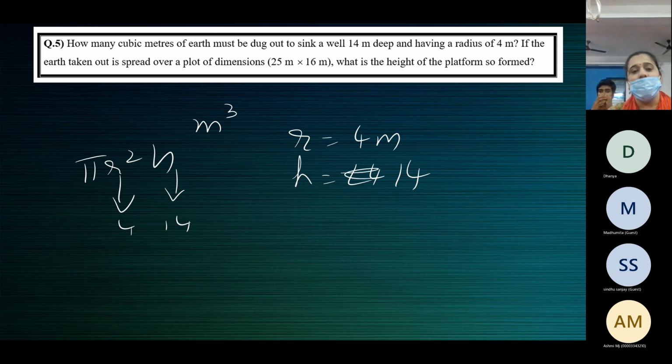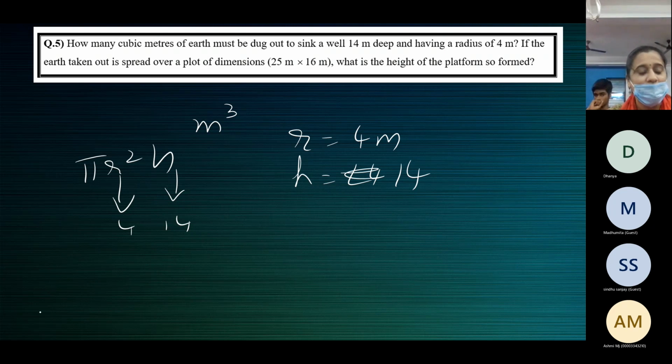See, actually, first you have a plot. The plot is rectangular, 25 meters in length and 16 meters breadth. Now, when you dump the earth on it, the earth has a height. So the plot becomes a cuboid. Earlier it was 2-dimensional, only length and breadth. Now when you dump earth on it, there is height also. So now it's a cuboid.